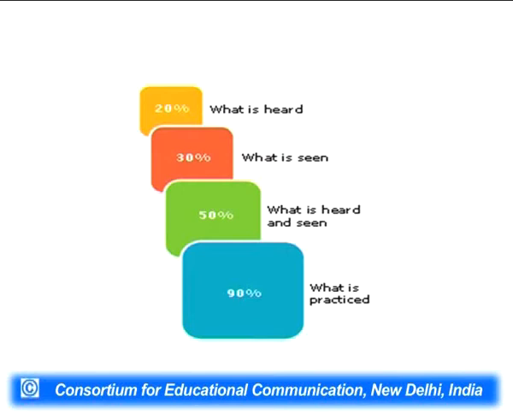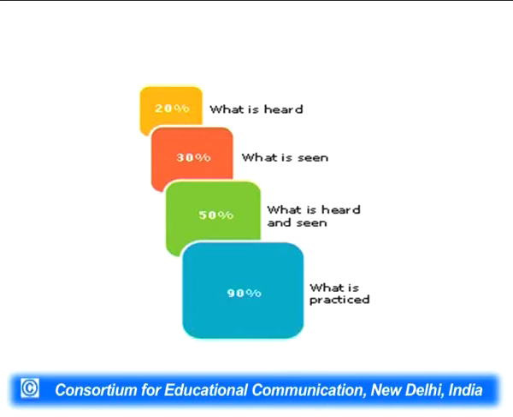Then the next, in the concluding remarks, I would like to say, see, in this slide, what is heard only is retained in our mind 20%. I mean, if we simply hear, then the retention of this heard material is 20%. And what is seen, if we see only, then it is 30%. But if we hear and we see both, then the retention is 50%. But after hearing, after seeing, and after hearing and seeing both, if we practice, then the retention, recalling, recognition is 90%.